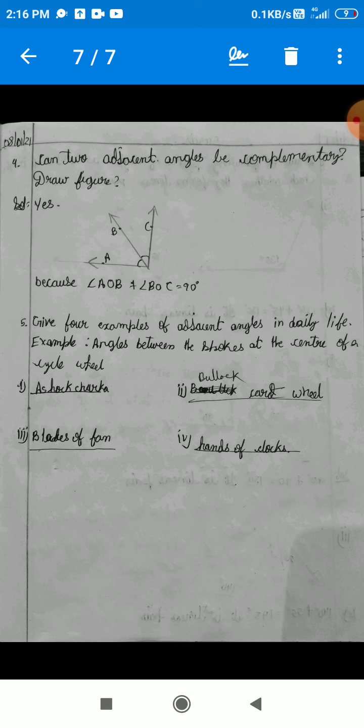Fifth, give 4 examples of adjacent angles in daily life. Example, angles between the spokes at the center of a cycle wheel. Solution: Ashok Chakra, bullock cart wheel, blades of fan, hands of clock.